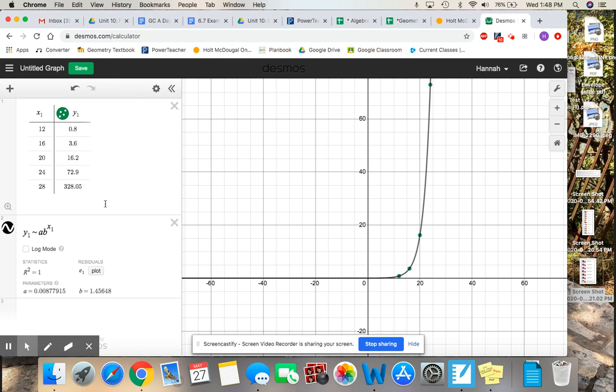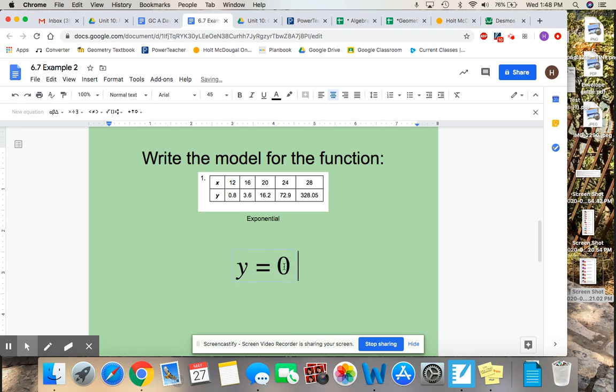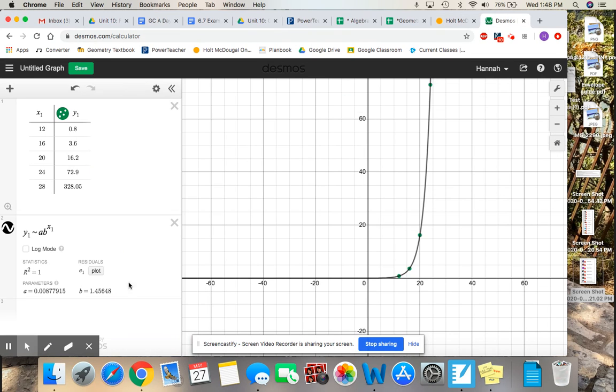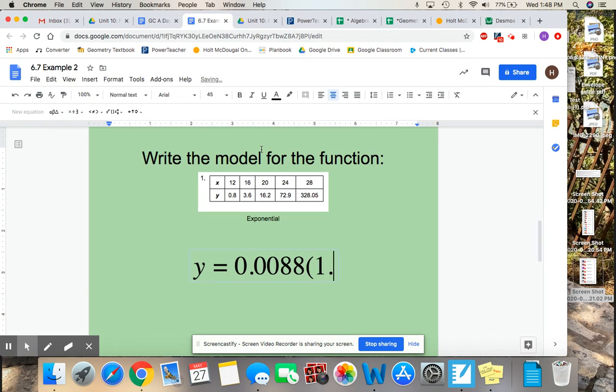So I'm going to flip back to my other screen and type in my function. Let's go ahead and round. Let's keep at least 2 decimals here. So I'm going to do 0.0088 for my a value. Okay, so y equals 0.0088, and my b was 1.46 to the x. Okay, and that's my first model.